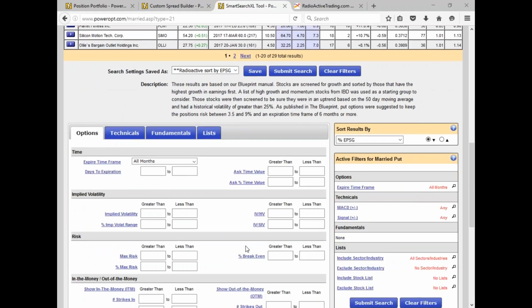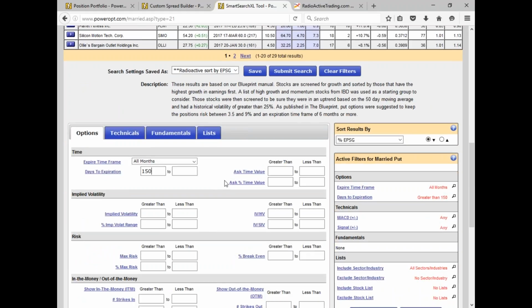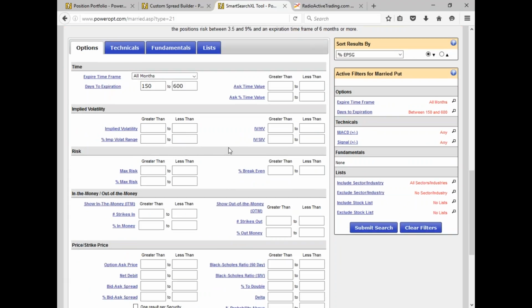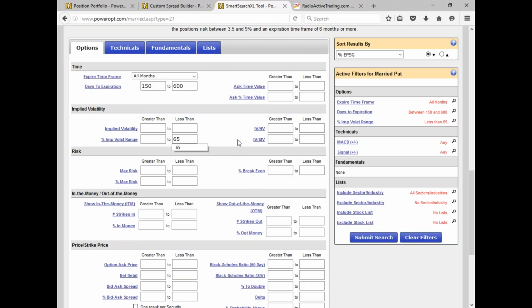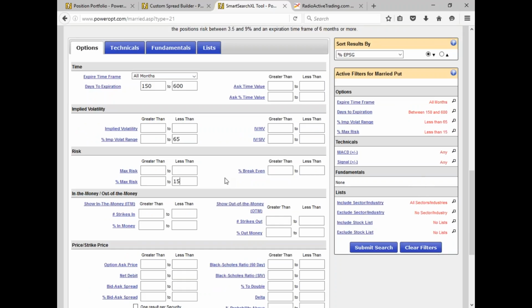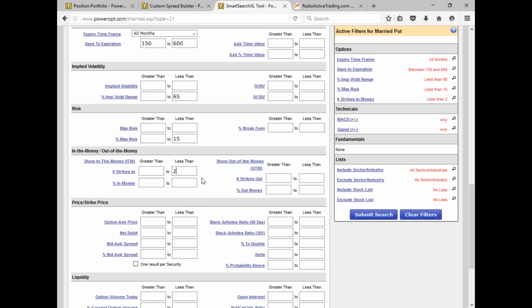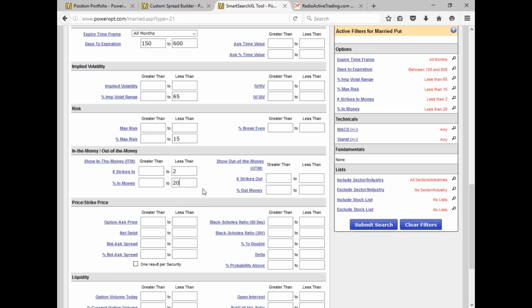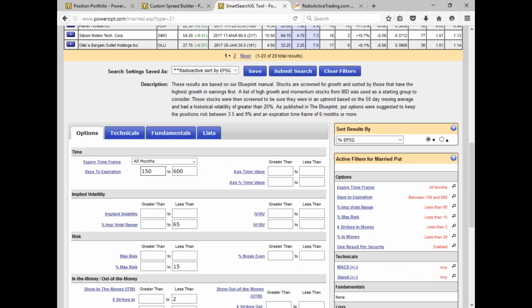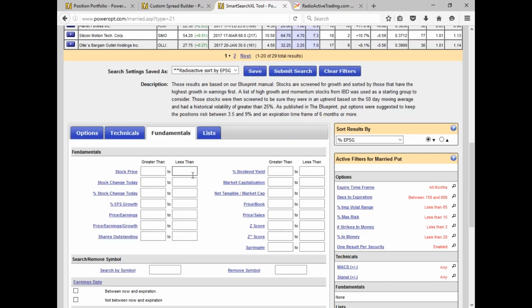I'm going to put in the 3 core principles of radioactive trading. I want to be at least 150 to maybe 600 days out in time or more. Percent implied volatility range, less than 65%. Maximum risk, let's leave that less than 15 for right now. And the percent maximum risk, of course. I'm still not going to go more than 2 strikes in the money or more than, let's say, 20% in the money. To keep things small, I'm going to limit it to 1 result per security. Fundamentals, let's say under $20. Let's call that a low price stock.